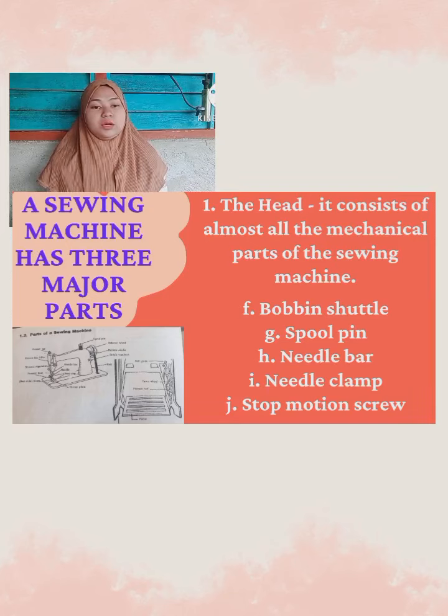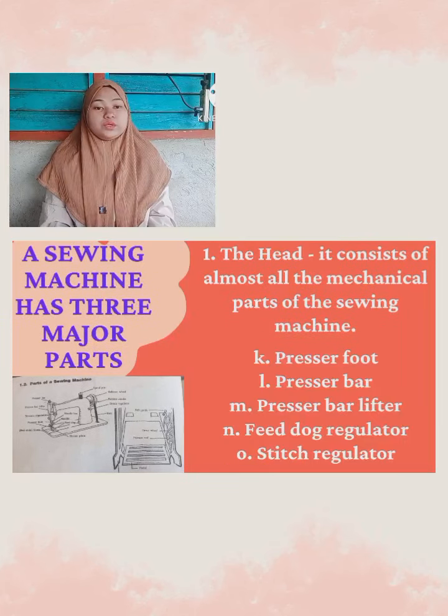Next is the needle bar. As you can see in the picture, the needle bar is a metal bar where the needle is attached. Then the needle clamp. The needle clamp holds the needle in the needle bar. The stop motion screw controls the head of the needle bar. It is located at the upper part of the needle bar. The presser foot holds the fabric in place while sewing. And then the presser bar, as you can see here, holds the presser foot. Then the presser bar lifter, which raises and lowers the presser foot.